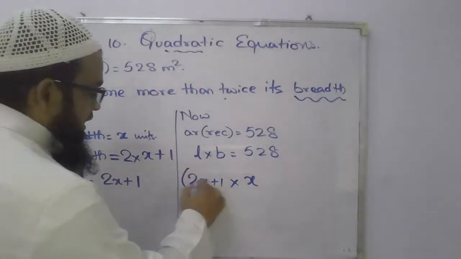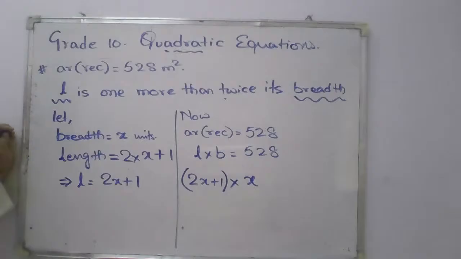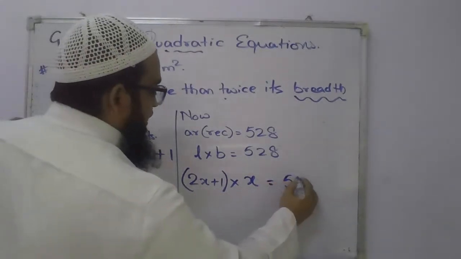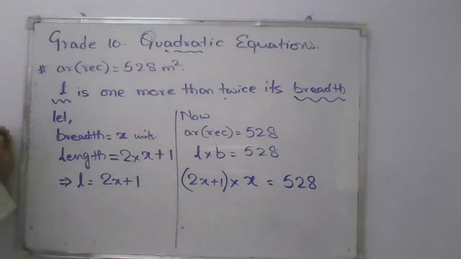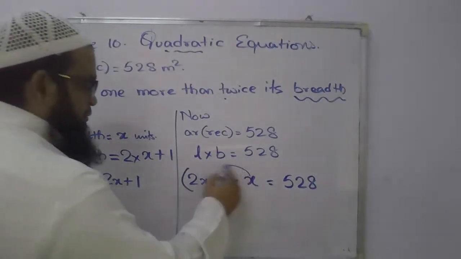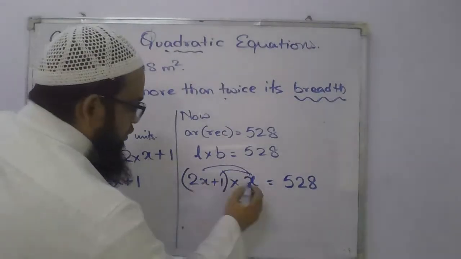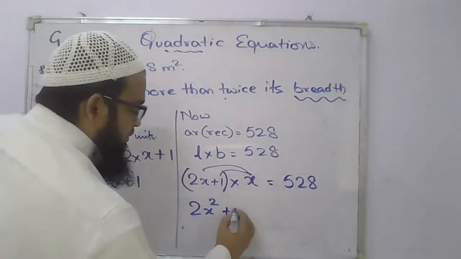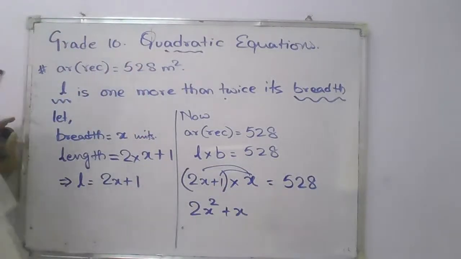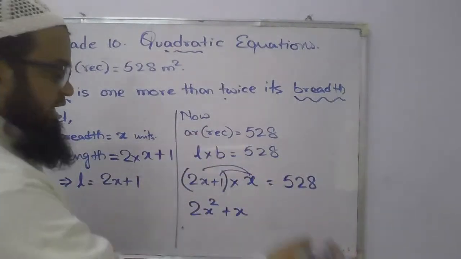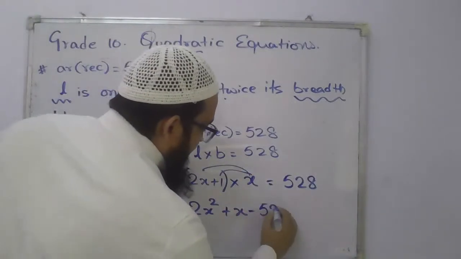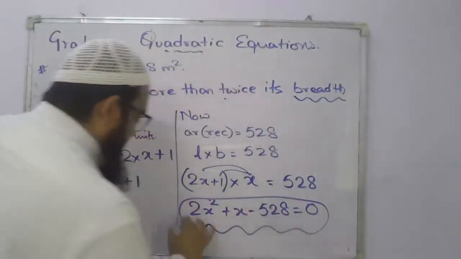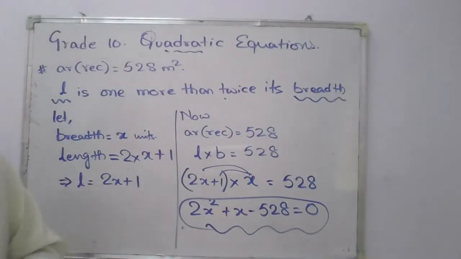You close it in brackets. Okay, (2x plus 1) into x is equal to 528. Understood or not? Now when you distribute this x, 2x into x is 2x square, plus 1 into x is plus x, and 528 is on the right hand side, so bring it, it will be minus 528 is equal to 0. This is how you form a quadratic equation.